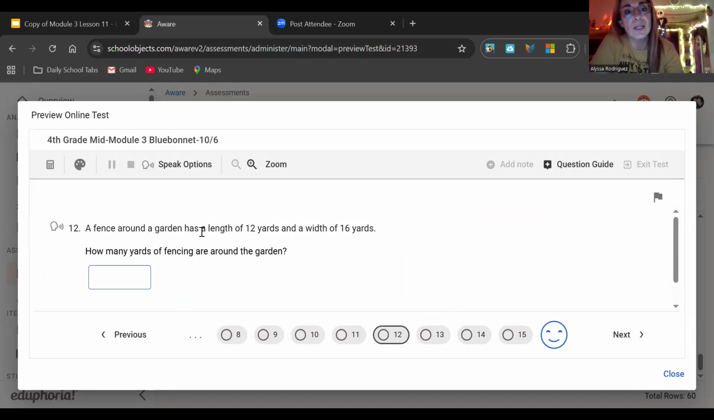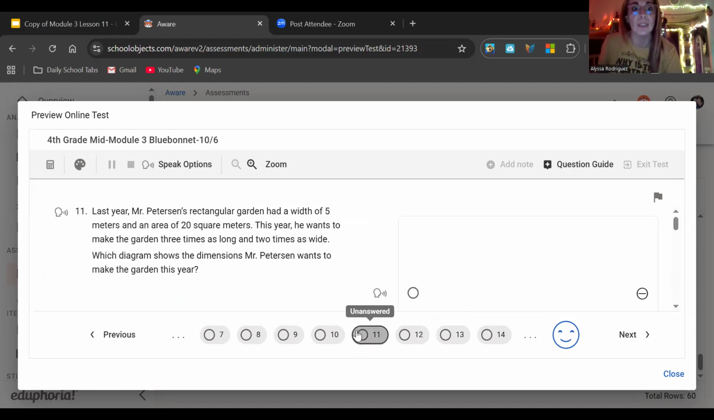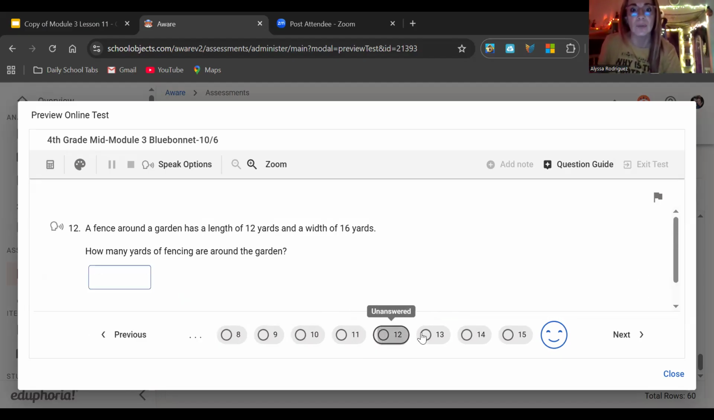A fence around the garden has a length of 12 yards and the width of 16 yards. How many yards of fencing are around the garden? This is your perimeter. Use your reference sheets that are on the table. Get those if you don't remember what the formula for perimeter is. And you can always go back. You're like, oh, I could have used it for this one. You can go back to answer that one. But use that. All of that's in the front is available.